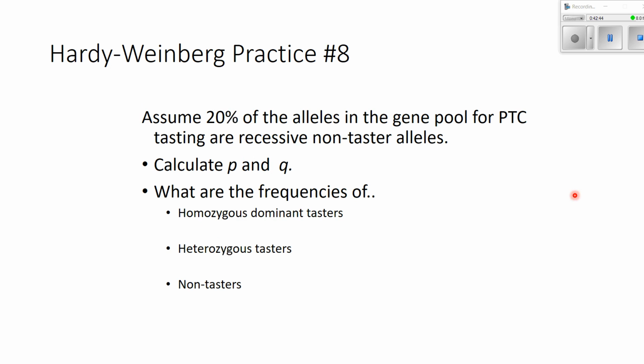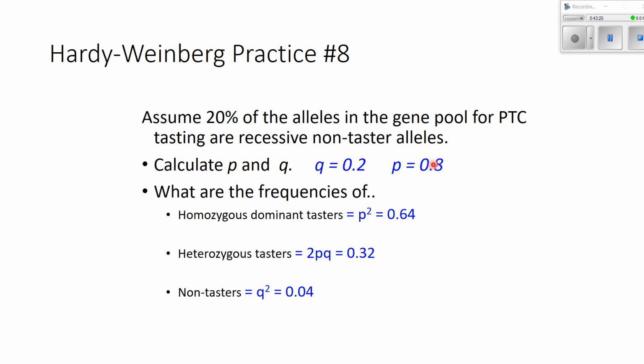Okay, so number 8, this is more of a typical problem. Seems like we had one like this already. 20% of the alleles in the gene pool are recessive non-taster alleles. So 20% of the alleles are little t. All right, so they are giving us what? They are giving us the allele frequency for the recessive allele. So they're giving us q. Now 20% is 0.2, not 0.02. That would be 2%. This is 20%, so it's 0.2. 1 minus that is 0.8.